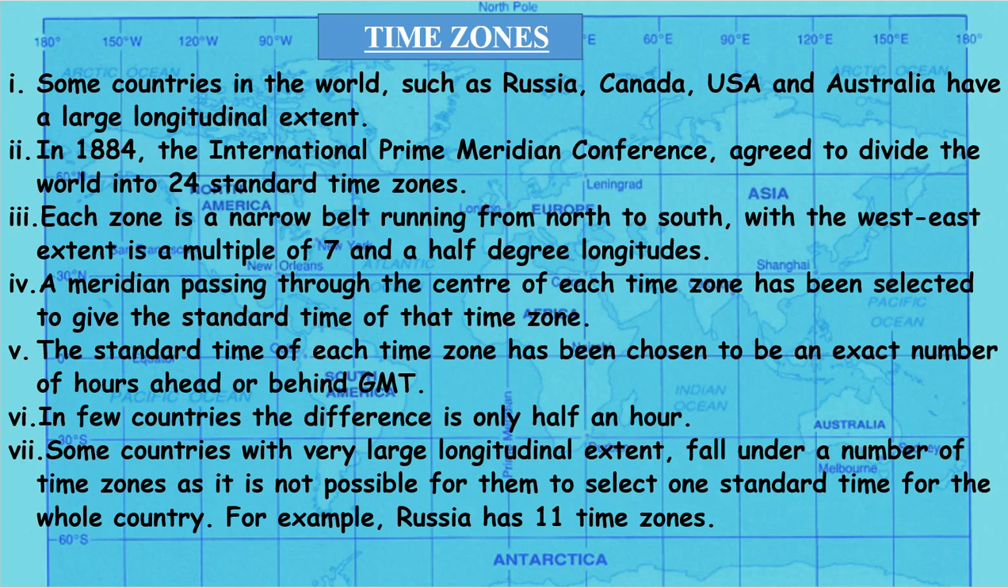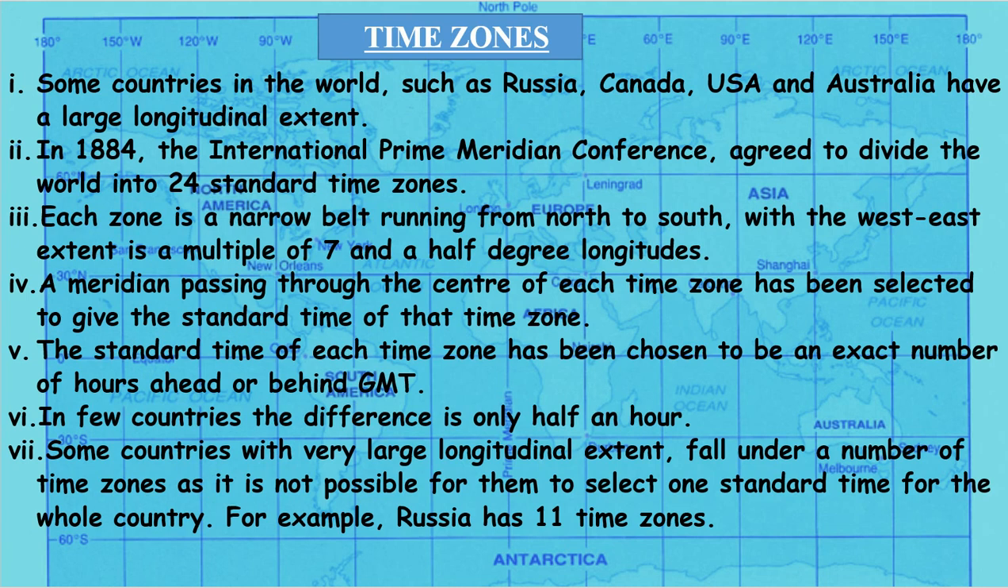Okay, so in few cases you will see that the west-east extent is a multiple of 7.5 degree longitudes. The west-east boundary of each time zone was adjusted with the political boundaries of those countries, okay, falling within that time zone.